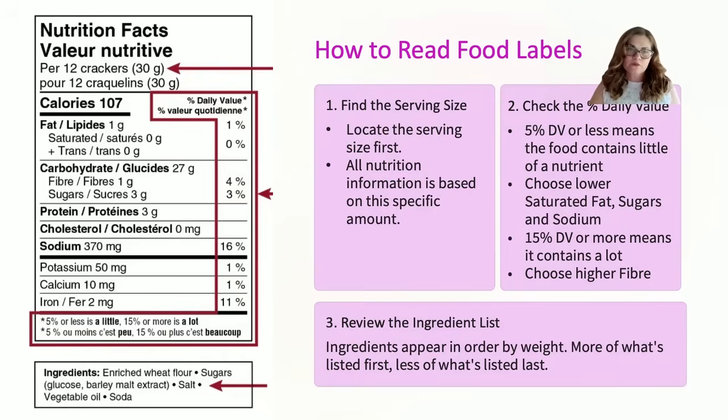The third step is to review the ingredient list. Ingredients are listed from the largest volume in that recipe to the least. So you can quickly see if your food is heavy in sugar or salt or fat based on the ingredient list. So hopefully the next time you look at a label, you'll go beyond the calories and look at the percentage daily value and use that to compare 2 similar products and make the choice that's best for you.